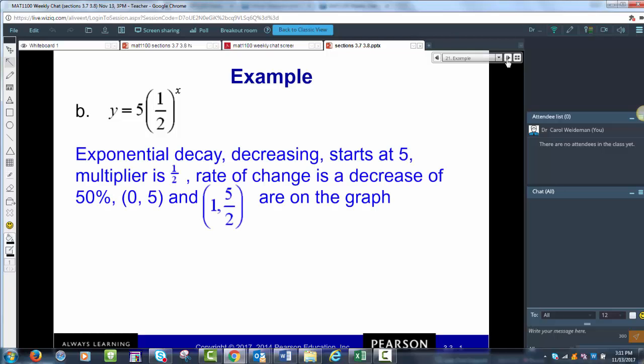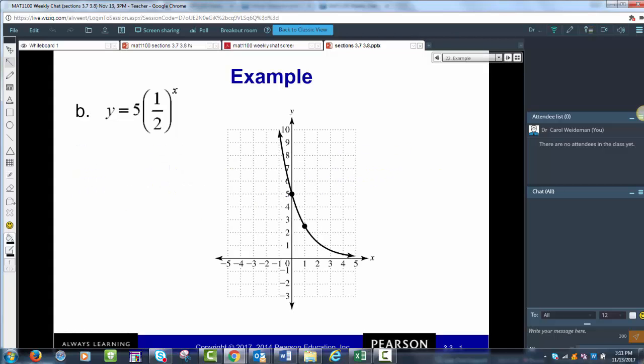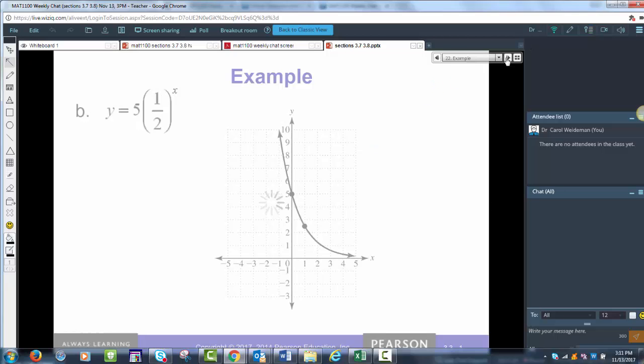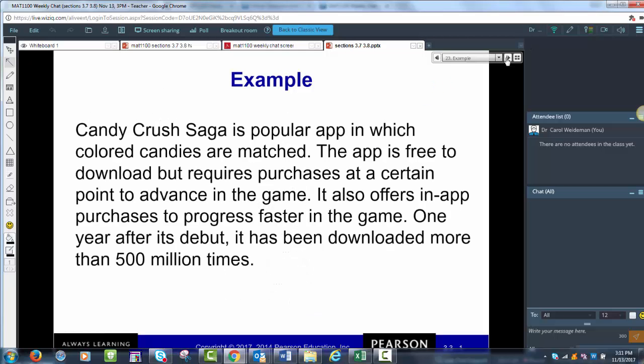And then let's take a look at the graph. So here's the graph. There's 0, 5, and then there's the other point we said, 1, 5 halves, which is right about there. All right, let's try an application.